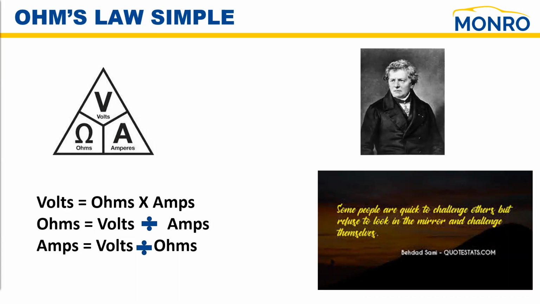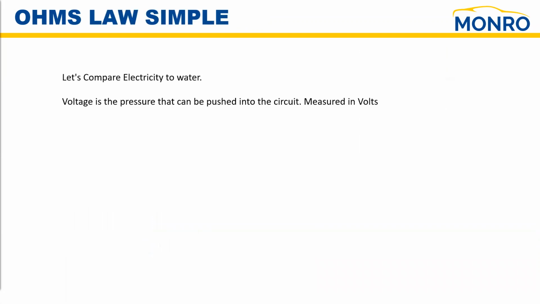What Ohm's law basically said was the voltage was always going to be equal to the resistance measured in ohms times the current measured in amps. And in the same way, the resistance measured in ohms was going to equal the voltage divided by the amps. And the amps, the current flow measured in amps, was equal to the voltage divided by the resistance measured in ohms.